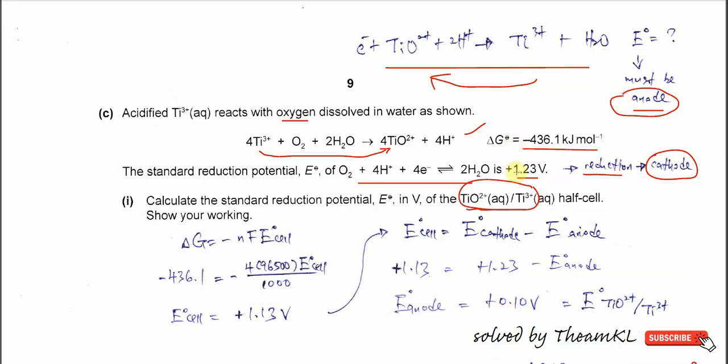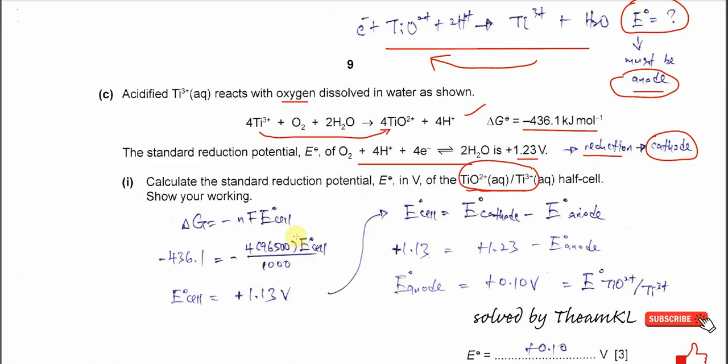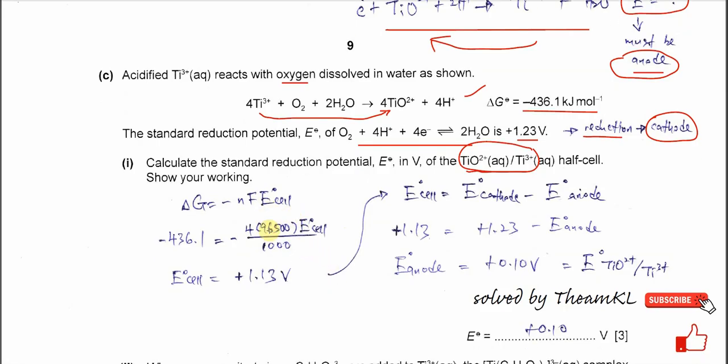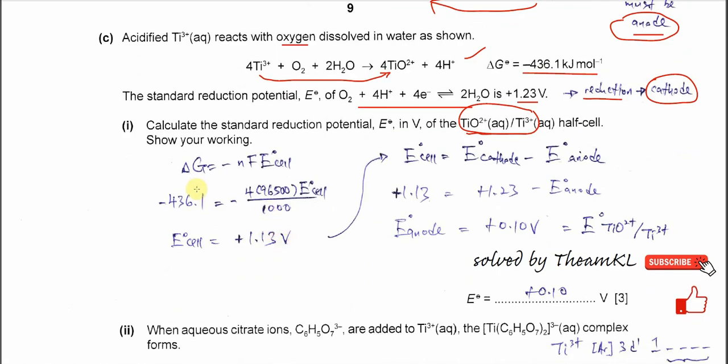And this question wants to find the standard reduction potential for this anode, for this half cell. So if you understand what I'm telling you now, then we can proceed to the Gibbs with the E0 cell. Now, this one, no choice, you must memorize and you must know how to use. Delta G equals negative n F times E0 cell.